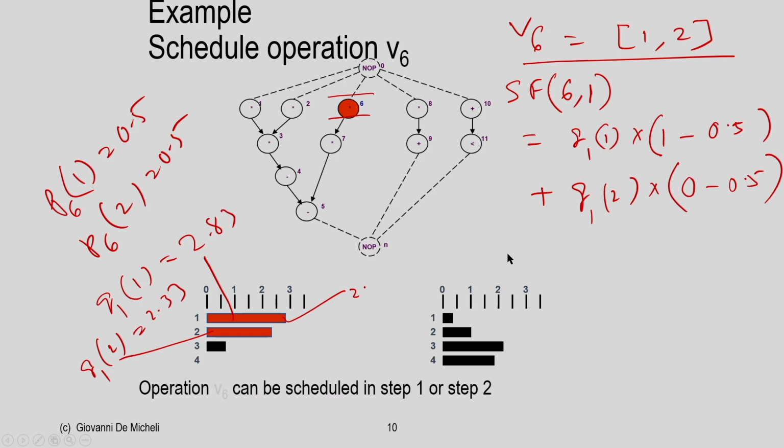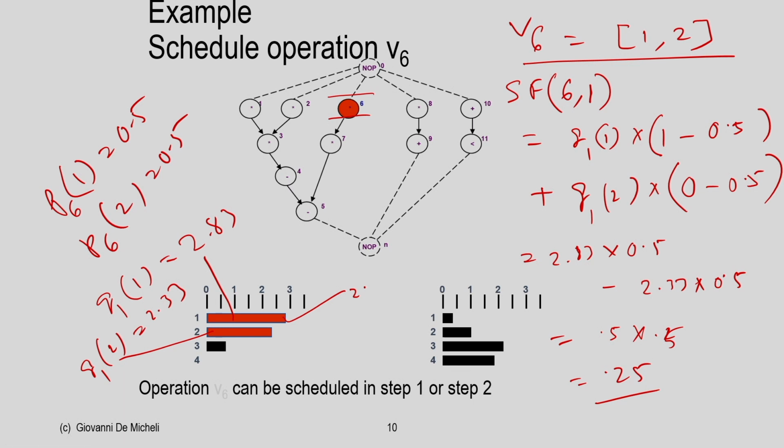So, if I just do this and I can calculate, so it is basically 2.83 into 0.5 minus 2.33 into 0.5, and I will get some value, right. It will be a positive value, right. I think it will come, it is basically 0.5 into 0.5. So, it is basically 0.25. Okay. So, this is a positive value.